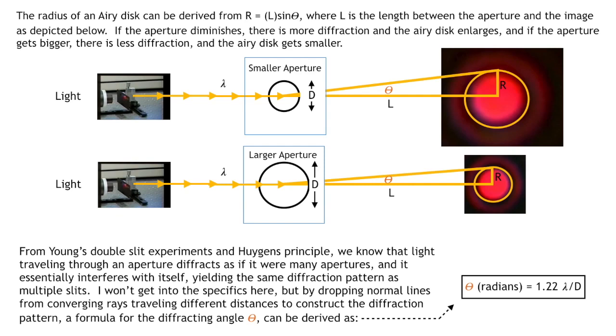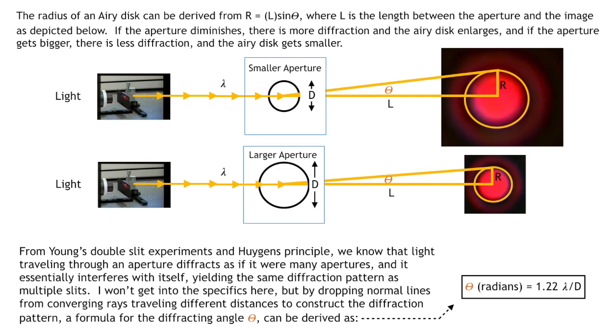So the radius of an Airy disk can be derived from r, the radius, equal to L, the length of the light after the aperture diffracts it and before it hits the detector, times the sine of theta, or that angle. Where L is, again, that length between the aperture and the image as depicted. So if the aperture diminishes, there is more diffraction and the Airy disk enlarges. That's just how light works.